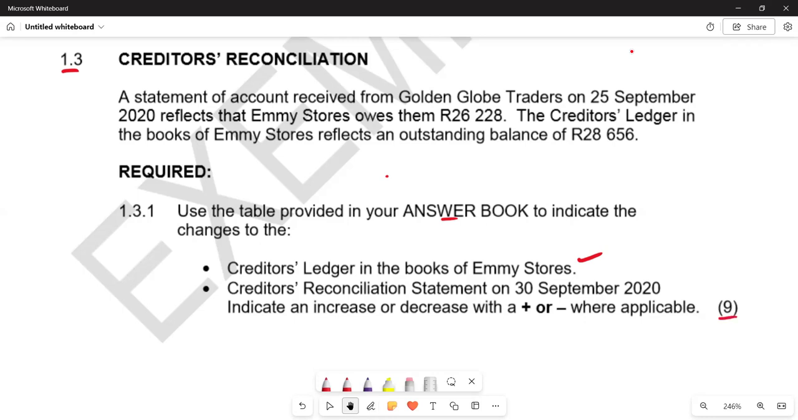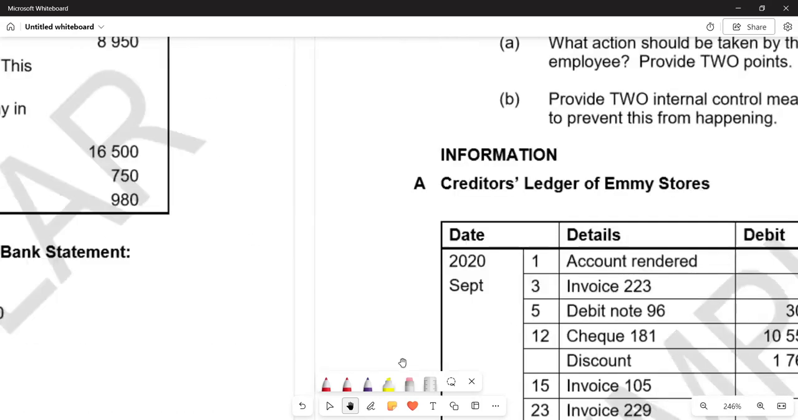So we are going to have our two documents there in terms of the creditors ledger in the books of Amy Stores. So Amy Stores is the owner of the business, and the other one, Golden Globe Traders, becomes the supplier, or the creditor. So this is what we have. Then we go to the information given in the question.